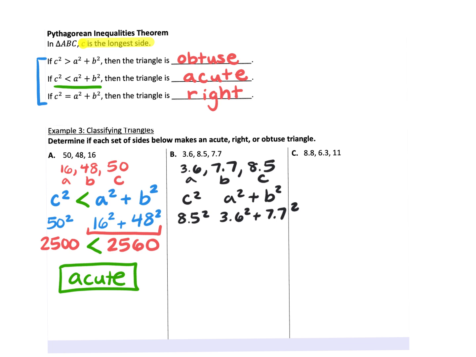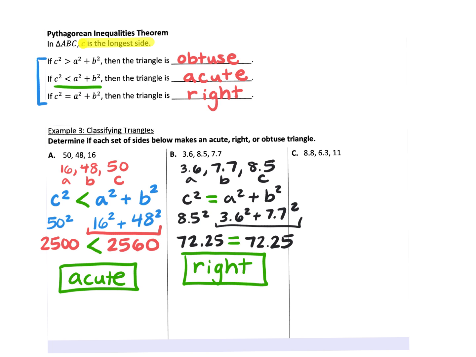8.5 squared is 72.25. And then if we do 3.6 squared plus 7.7 squared, we can type that all in one in our calculator. And that is also 72.25. So this time, C squared is exactly equal to A squared plus B squared, which makes this a right triangle.